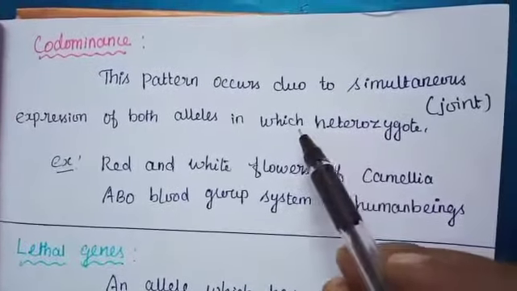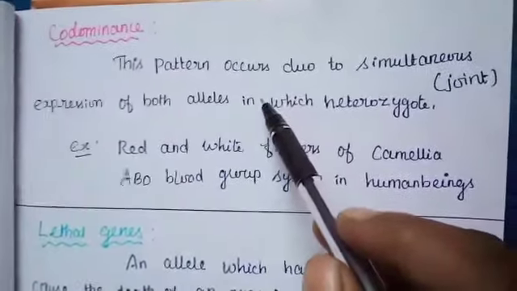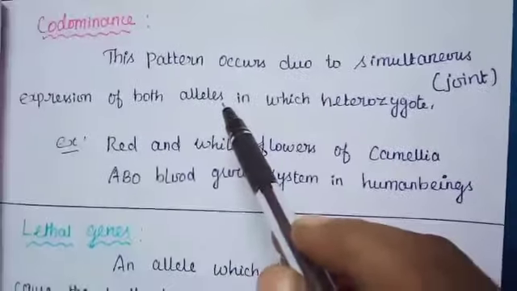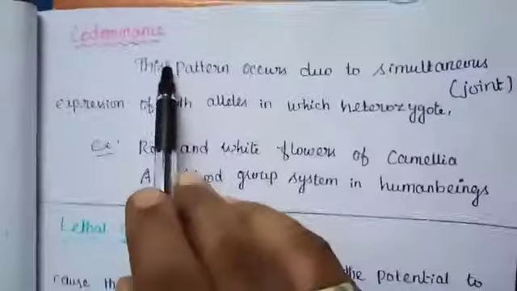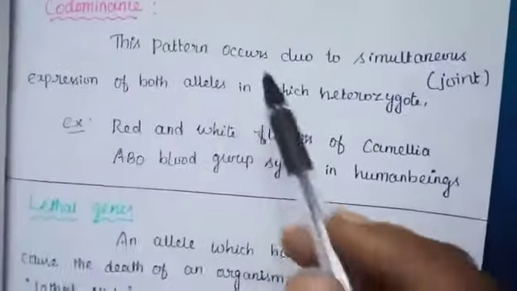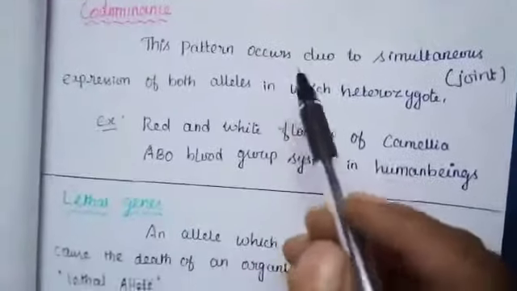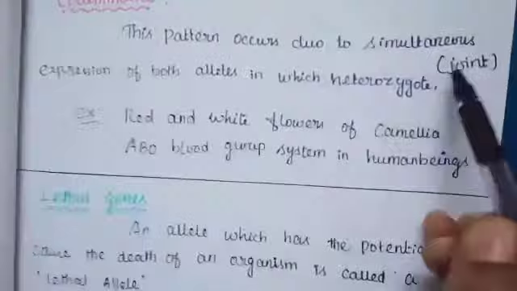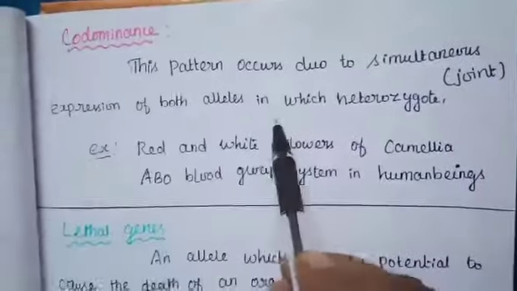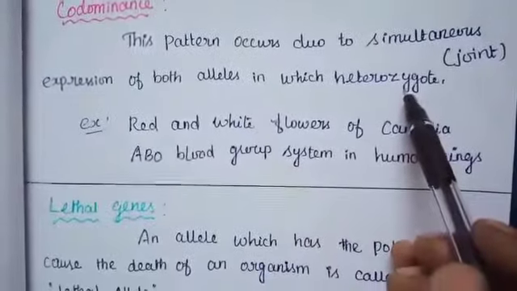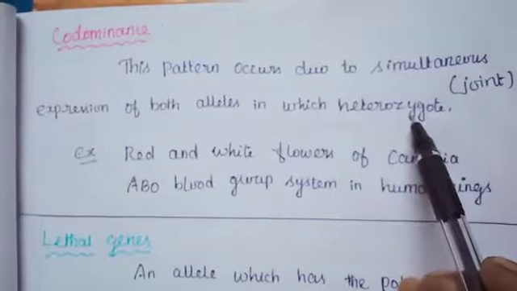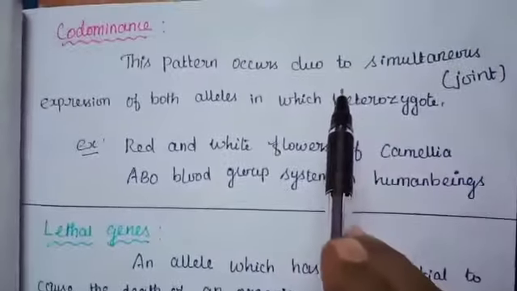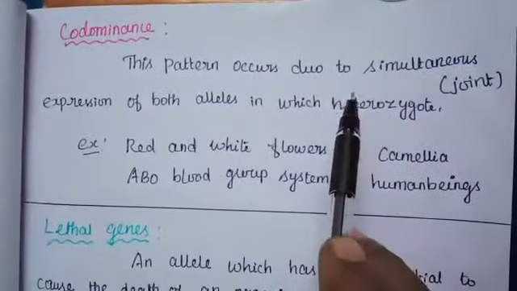Good morning, students. This is the next topic of intragenic gene interaction. Already we have completed incomplete dominance. This is the second one, codominance. So what is codominance? This codominance pattern occurs due to the simultaneous expression, which means joint expression, of both alleles in the heterozygote. The phenomenon in which two alleles are both expressed in the heterozygous individual is known as codominance.